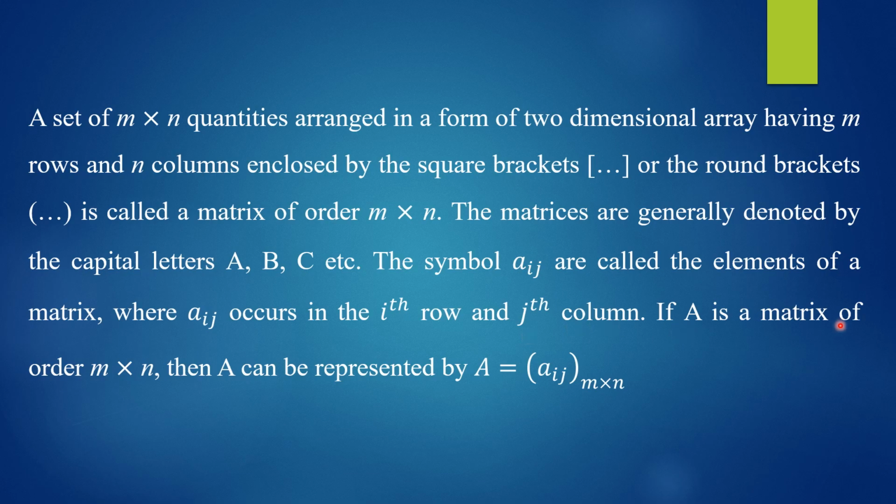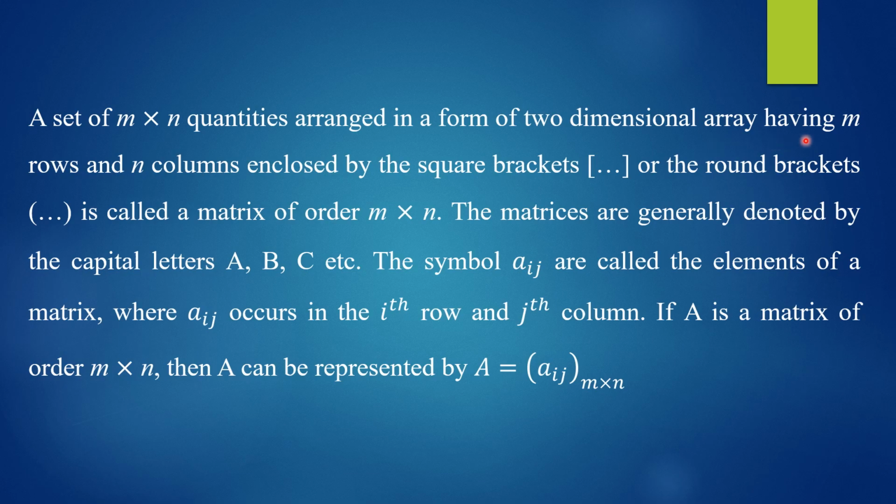You see, if A is a matrix of order m by n, then A can be represented by this one. It is the compact form, the short form to write any matrix. First of all, a set of m into n quantities means, say you have 3 into 4, that is 12 numbers or 12 quantities, and if you want to arrange those 12 quantities in some rows and columns, two-dimensional array means you can use only row and column. You can write on the paper actually, that is two-dimensional.